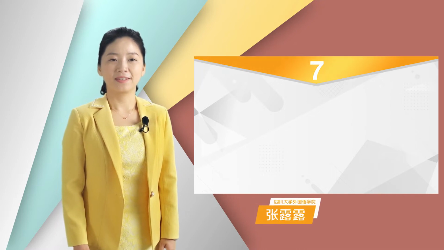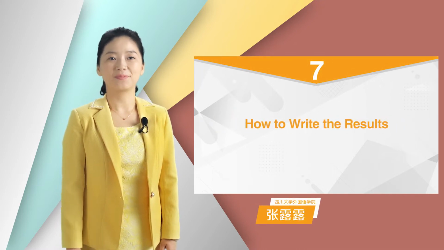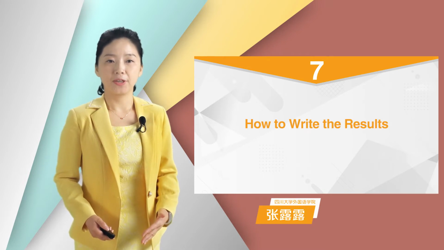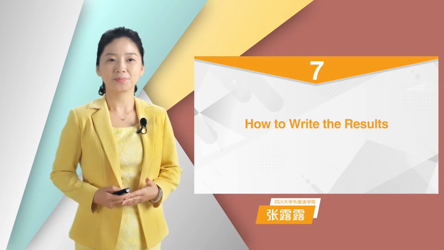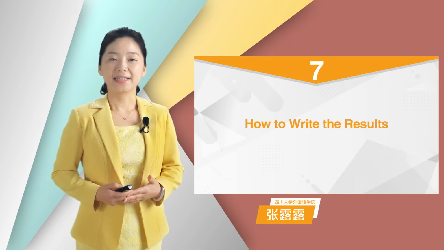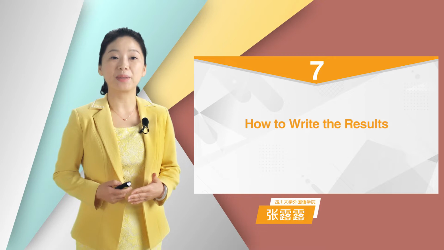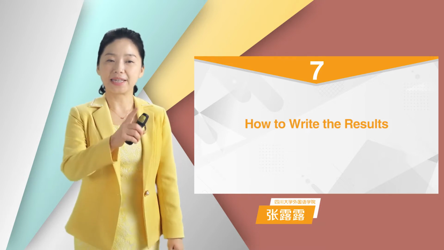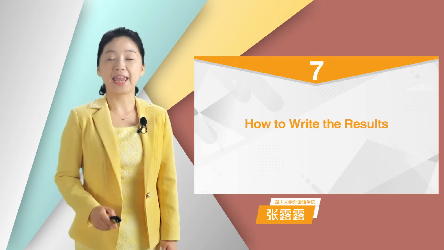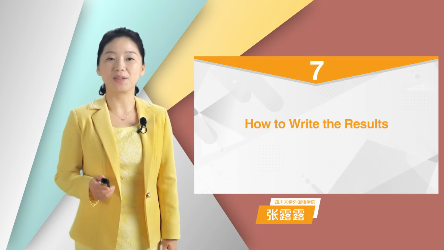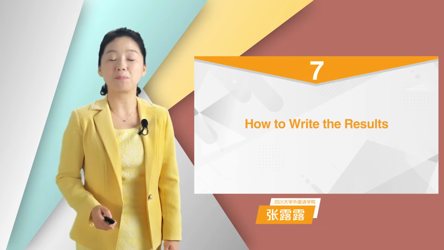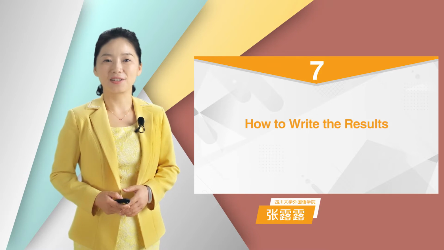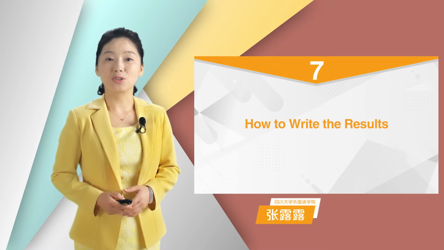Chapter 7. How to write the results. Now we come to the key part of the paper, the results section. Some authors, particularly beginners, think the results section should start by describing materials and methods they carelessly forgot to mention when they wrote the paper previously. In fact, you should not do this.